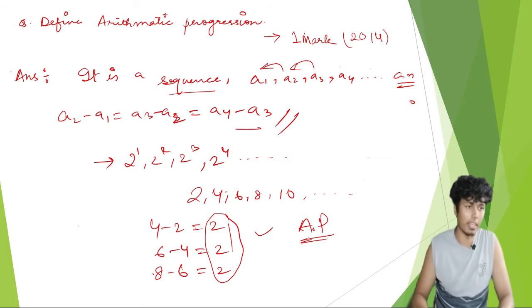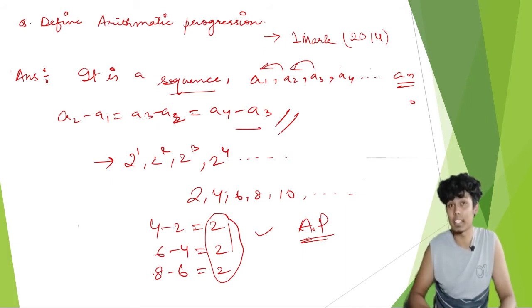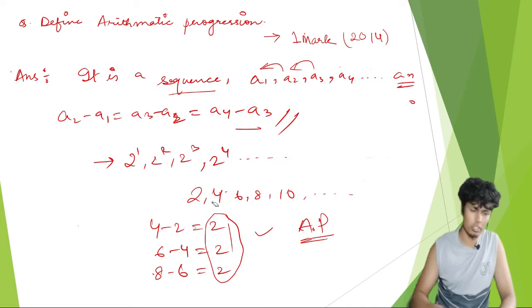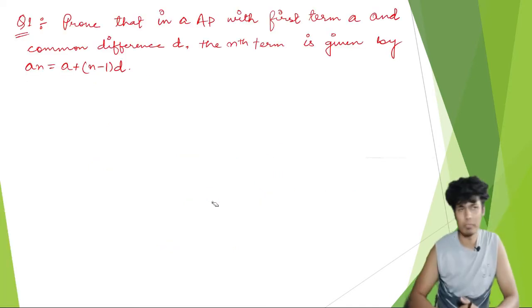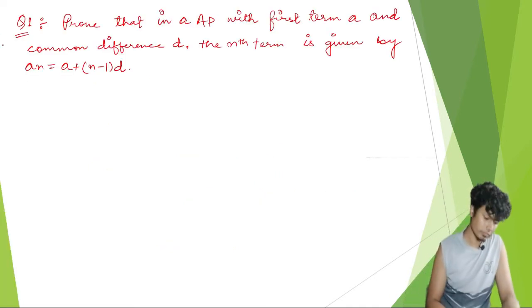I'm not complicating that. I hope you understood what is an arithmetic progression. If you need to write the exact answer, you can go to your textbook and write it. It was asked in 2014, and you have a chance of it being asked again. So that's all. Let us go to the next question, question number 2.